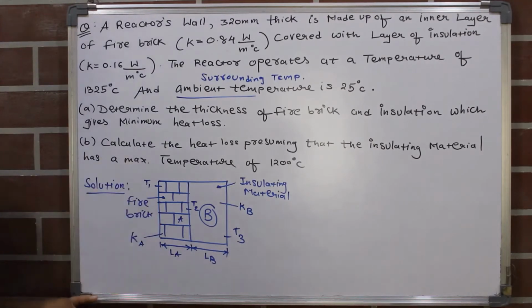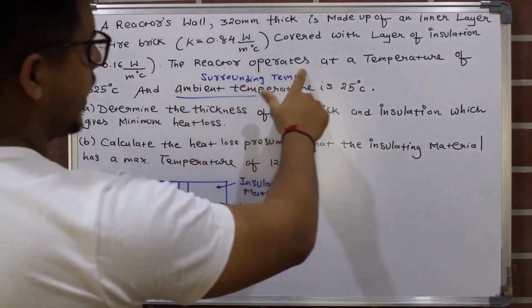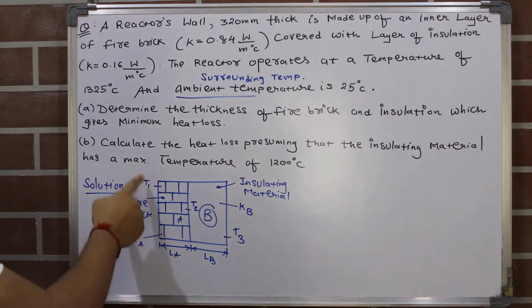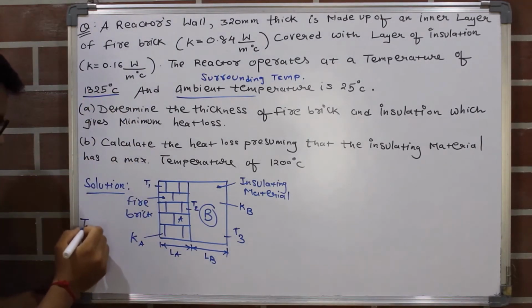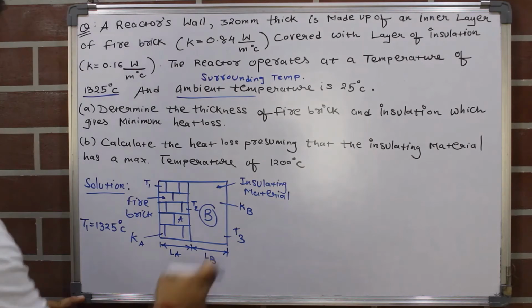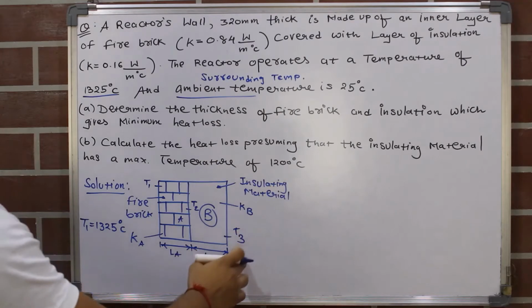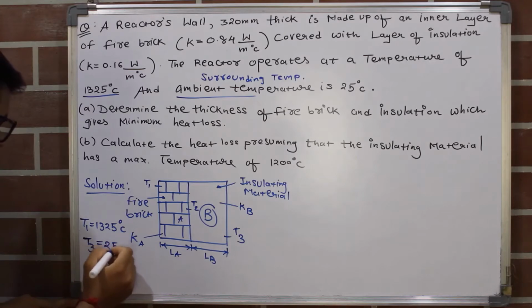Okay, now we will see the temperatures. The reactor operates at a temperature of 1325 degrees Celsius. That means the inner side of the wall, the fire brick, the side nearer to the reactor, will have the temperature of 1325 degrees Celsius. That means T1 is 1325 degrees Celsius. And T3 will be what? T3 is exposed to the surroundings, so T3 will be the surrounding temperature. So T3 is 25 degrees Celsius.